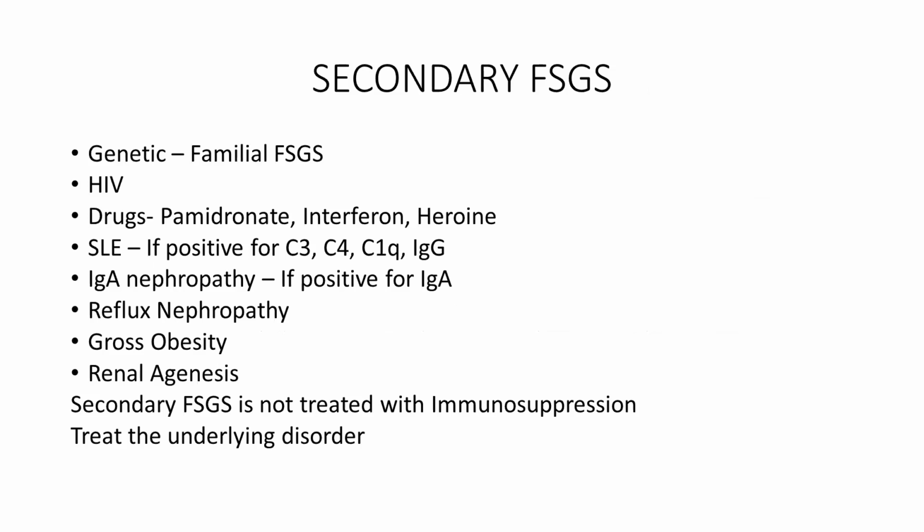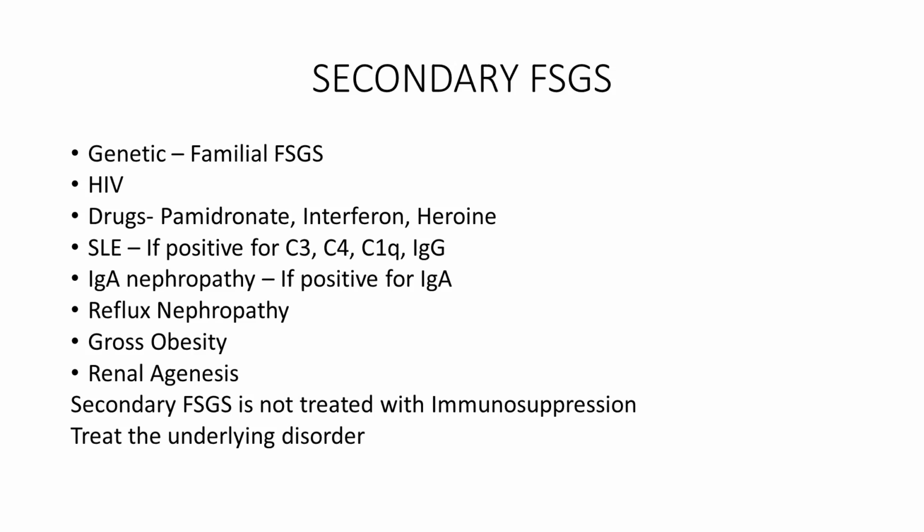The secondary causes of FSGS are familial FSGS, HIV, drugs like pamidronate and interferon, SLE if positive for C3, C4, C1q, IgA nephropathy. IgA nephropathy is not usually a cause of nephrotic syndrome, but yes, a patient can present with nephrotic syndrome. Other causes are reflux nephropathy, gross obesity, and renal agenesis. That means one kidney is absent, the other kidney is overworking, and the patient can develop secondary FSGS.